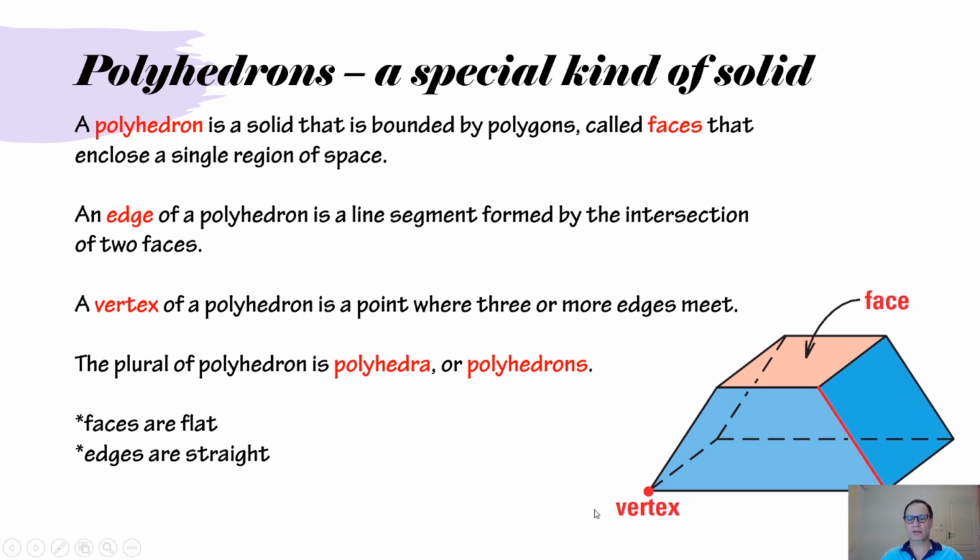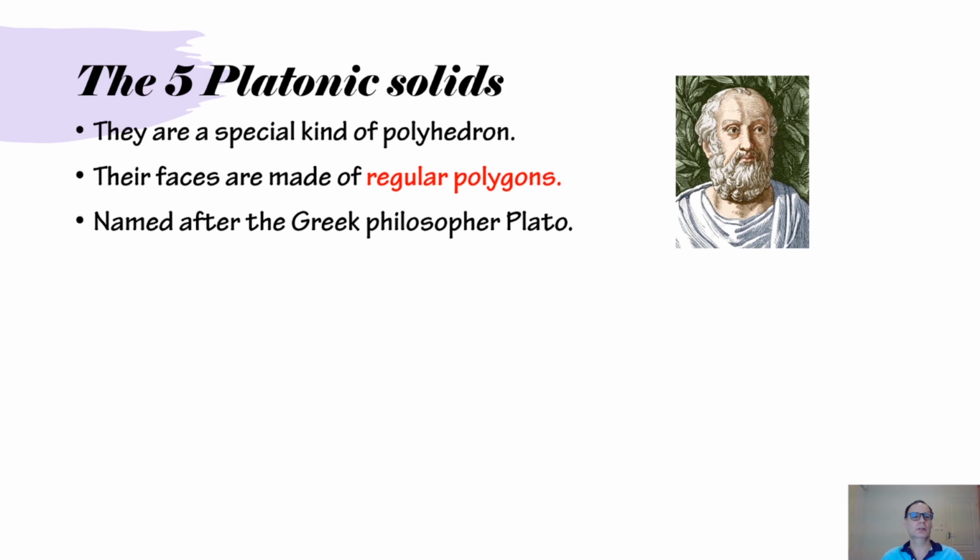If you look at this diagram, the corners are called vertices. The top is a face. Every side of the object is a face. The edges are shown in red here. So you should be familiar with those parts of the polyhedron.